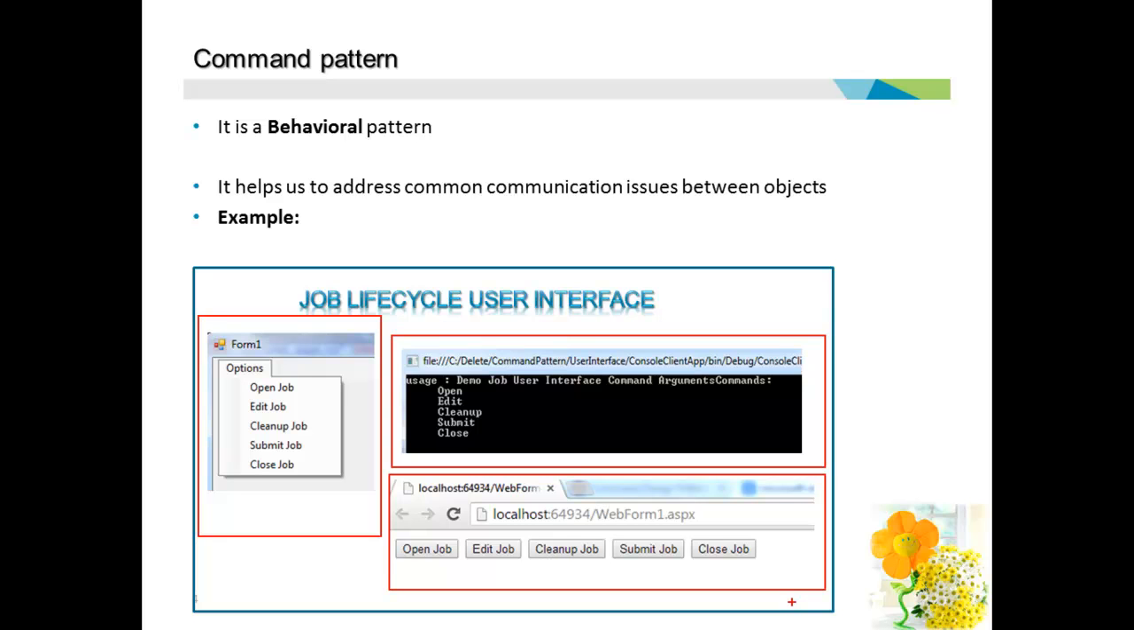But here the customer requirement is that they have three different types of client applications. They want this capability to be available over web, through a command line console application, and through a Windows form as well. So what do we do? We see that each one is a command. Open job is a command, edit job is a command, clean up job is a command, submit job is a command. And you need that functionality in all three of them.